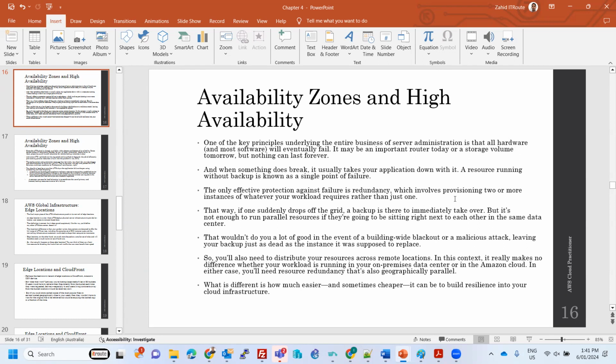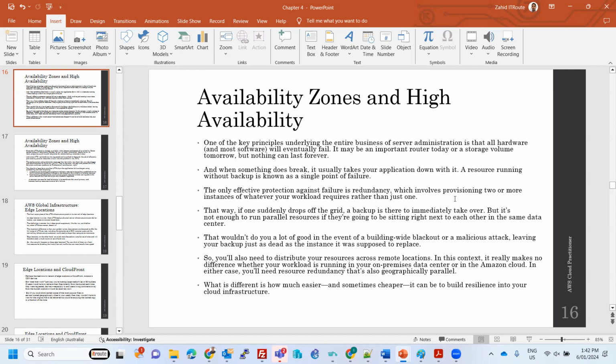That way, if one suddenly drops off the grid, a backup is there to immediately take over. But it is not enough to run parallel resources if they are going to be sitting right next to each other in the same data center. That would not do you a lot of good in the event of a building-wide blackout or malicious attack, leaving your backup just as dead as the instance it was supposed to replace. So you'll also need to distribute your resources across remote locations.